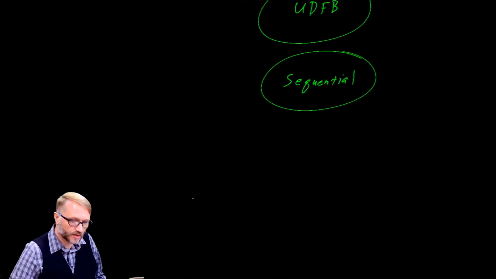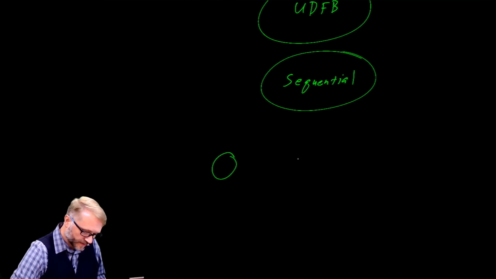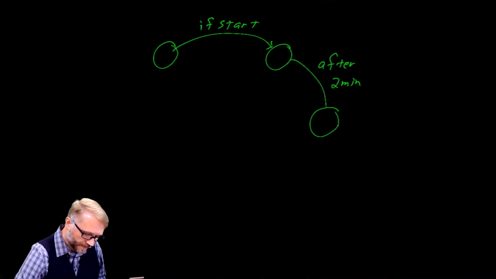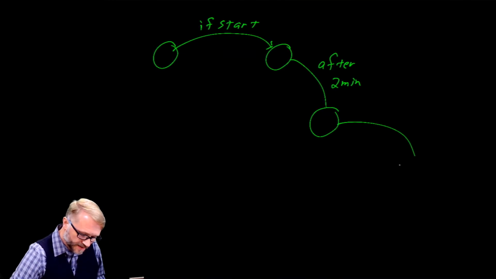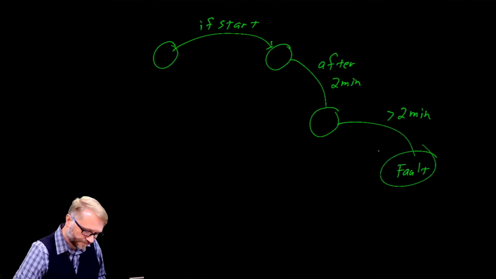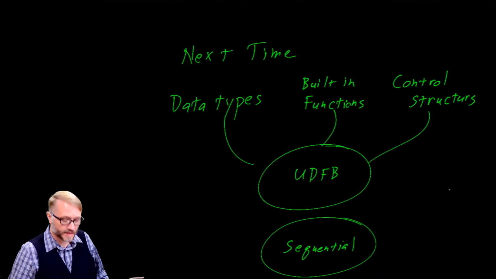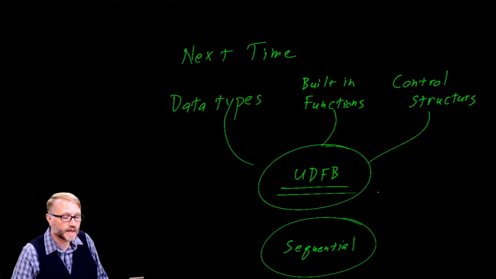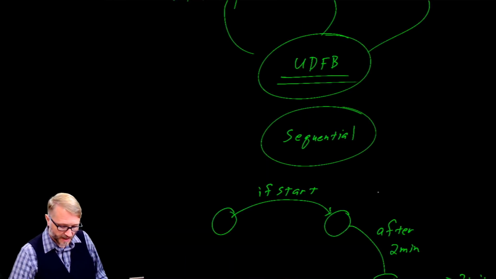And what are sequential machines? They go like this. If start, after 2 minutes, if greater than 2 minutes. Well, I think you get the point. What we're trying to say is that the user-defined function block will open up many memory locations and allow us to program these complex behaviors.